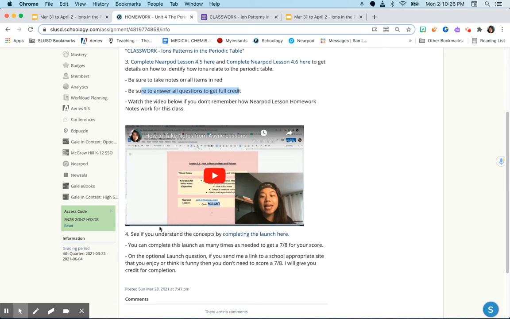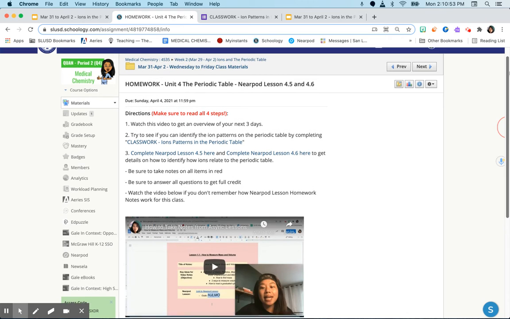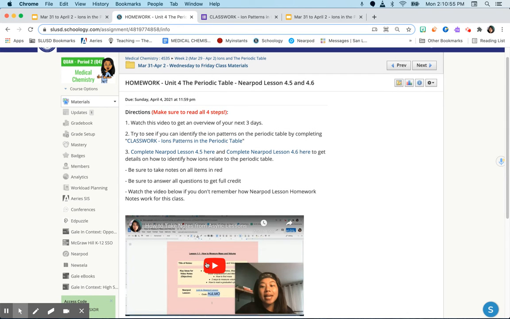Okay, so once you've done the Nearpod lessons, you are on to step 4, completing your launch. Your launch is linked here. It's just to check in to see if you understand. And again, don't worry if you get certain things wrong. You can retake this launch as many times as you need in order to get a score of 7 out of 8. I'm going to let you read the rest of the directions on your own. When we come back from spring break, I'll check in with you on these 2 lessons, and that's pretty much it for these next 3 days, right?